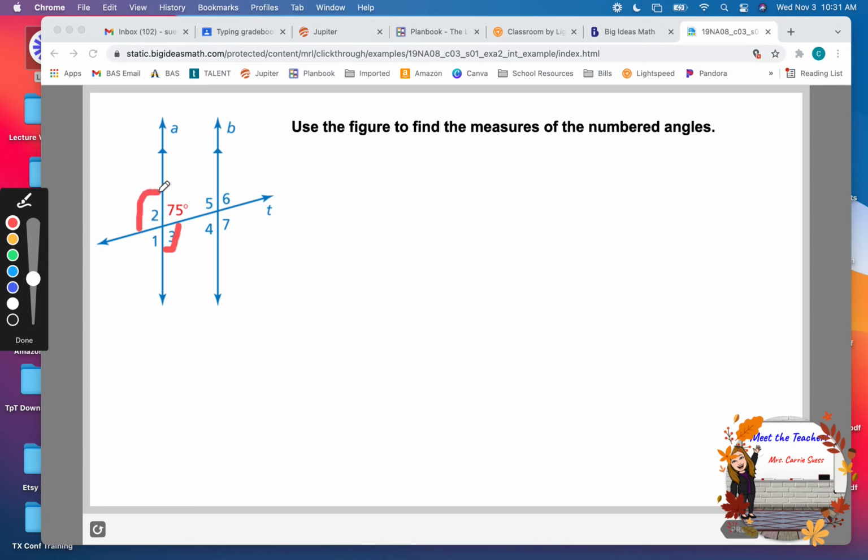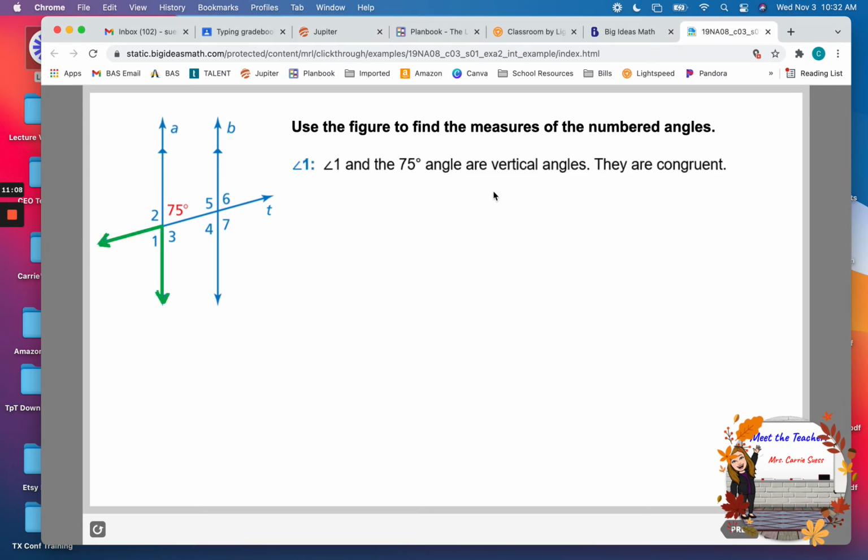I know what 2 is, right? What did we discover 2 was? 105. So what's 3? 105. Now, since all of these have corresponding angles to all of these, do you automatically know what each of these are? It's down there. Write them down. I'm going to click it so it'll show you. Angle 1. Oh, I told you, vertical angle. They're congruent.